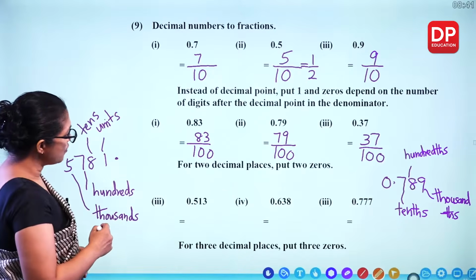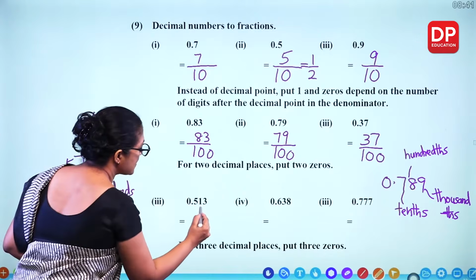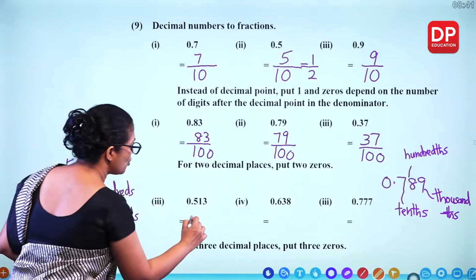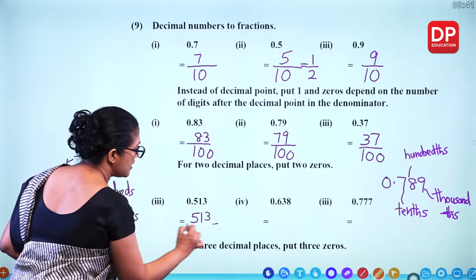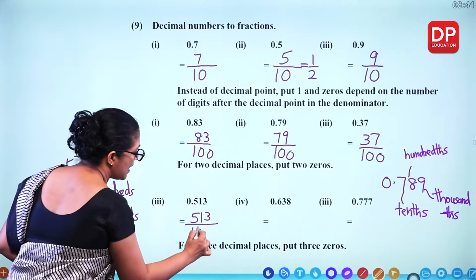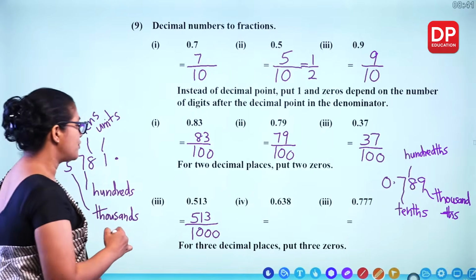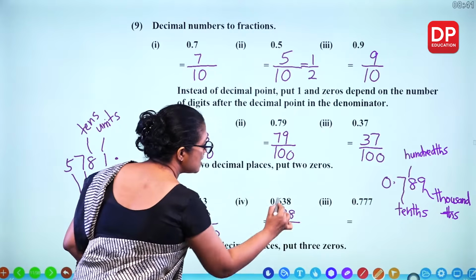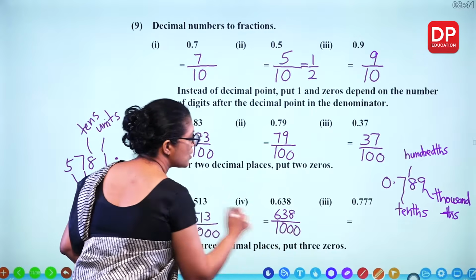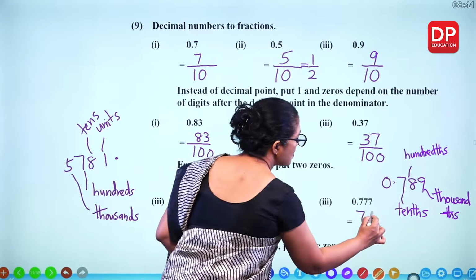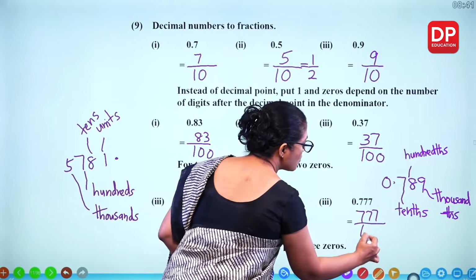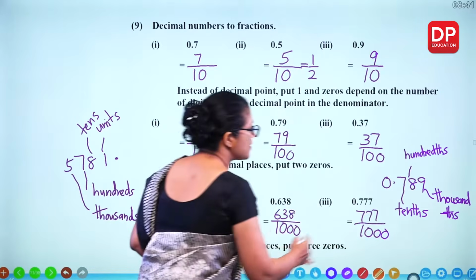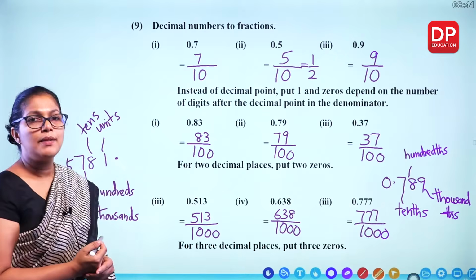Now take this one, 3 places are there. So how do you do it? 530, 1 for the decimal place and 3 places are there. So put 3 zeros. 638 divide by 1000. 777 divide by 1000 because there are 3 places after the decimal point.